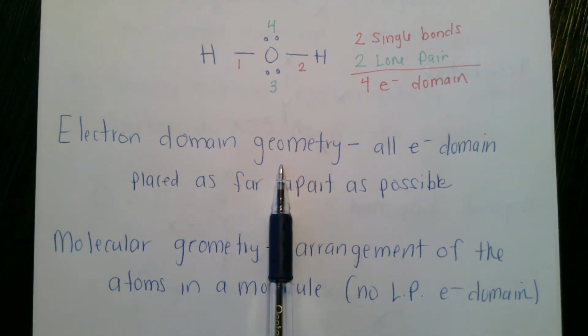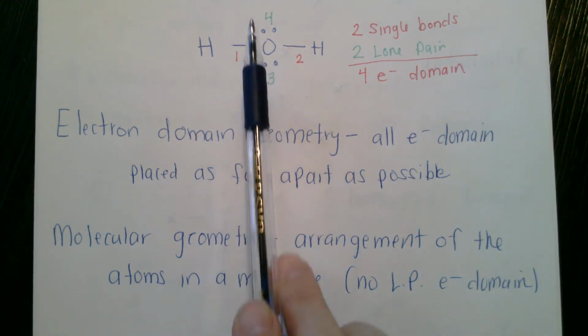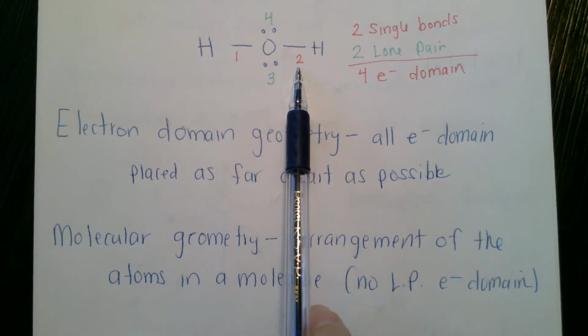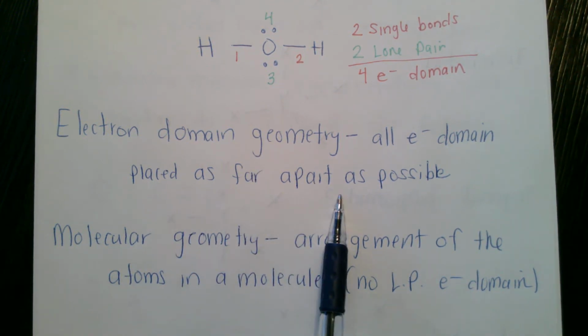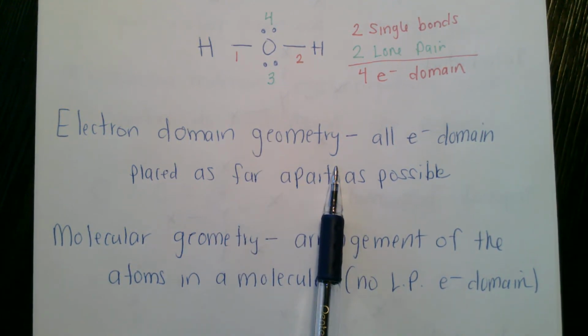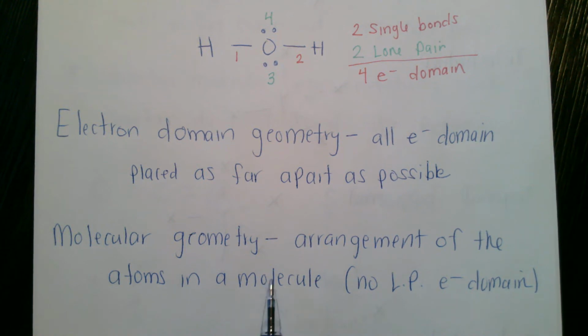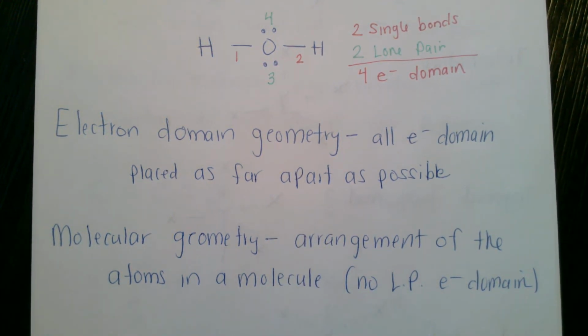The molecular geometry is just the arrangement of the atoms in a molecule. So we take away the lone pair as an electron domain. That's not to say we take these away and then figure out a shape with just two. We first use the electron domain geometry to get everything as far apart as possible. Then, after we get our angles and our shape with all of the electron domains, we just consider only the bonding groups to give us our molecular geometry. We'll go over the differences between the two in just a minute.